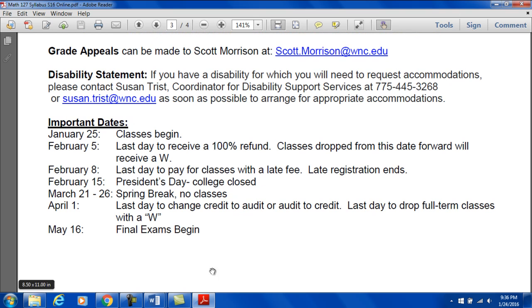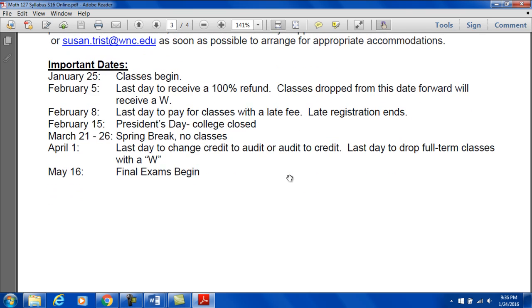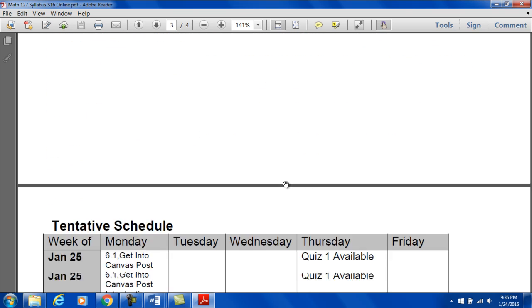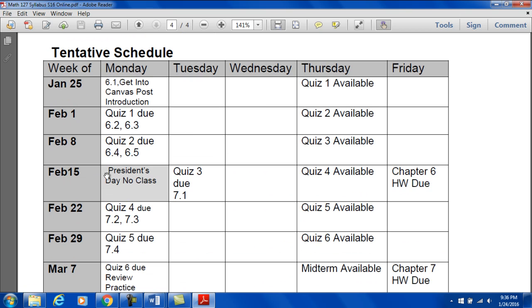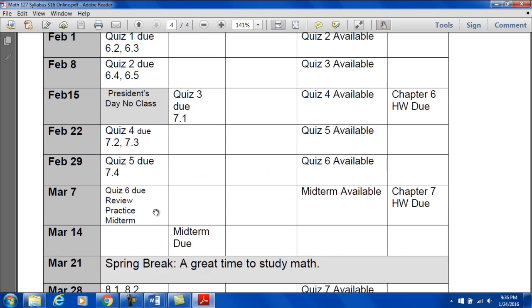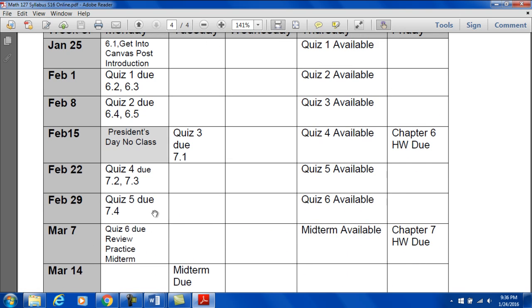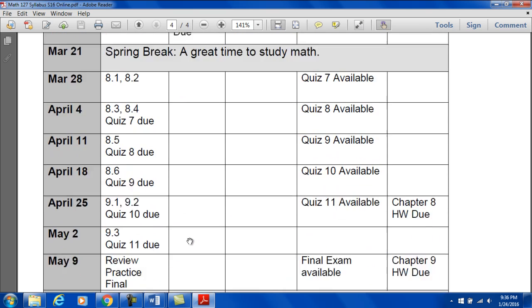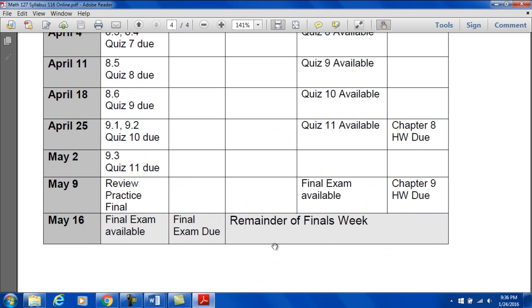Here is a list of important dates for the class. These are college dates. Just got them off the college website. And here is our schedule. So if you notice, we're going to cover chapters 6 and 7, then have a midterm over 6 and 7. Then we're going to cover chapters 8 and 9, and then have a final over chapters 8 and 9.